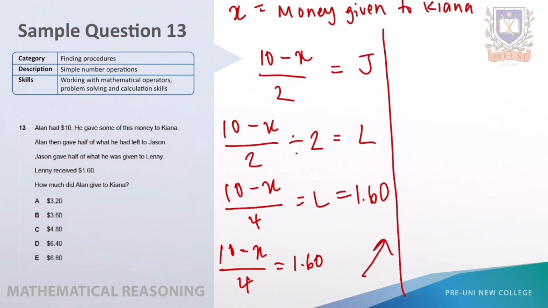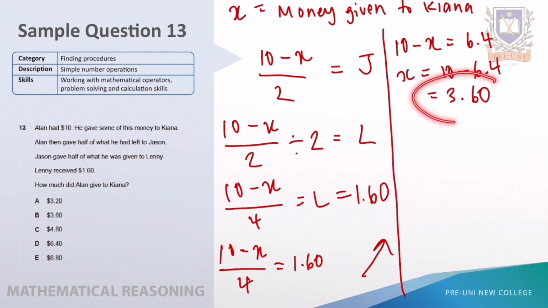So going up, we have 10 minus x is equal to 6.4 because 4 times 160. And then we can have x is equal to 10 minus 6.4, which is equal to 3.60. And since we let x be the money given to Kiana, Kiana received $3.60, which makes B the answer.